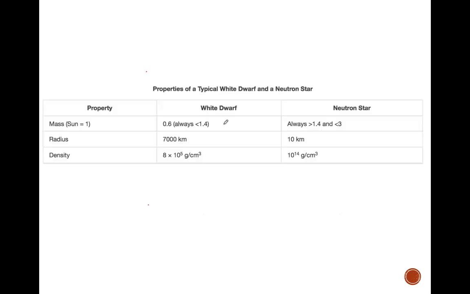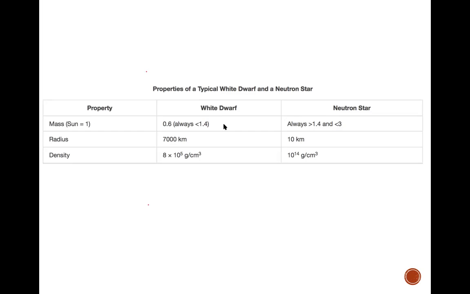Now here are some properties of a white dwarf and a neutron star. And remember that the reason we talk about pulsars and neutron stars both here is that a pulsar is actually a rotating neutron star, right? So that's what has happened. But the converse is not true. There may be neutron stars that are not pulsars, right? That can happen. But all these pulsars should be neutron stars. So that's what we know.